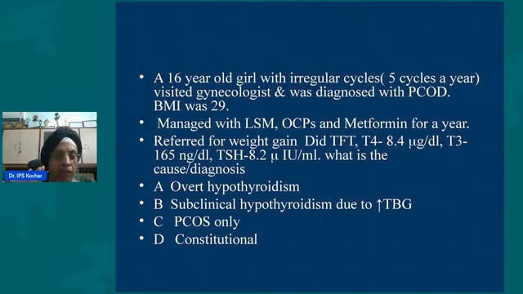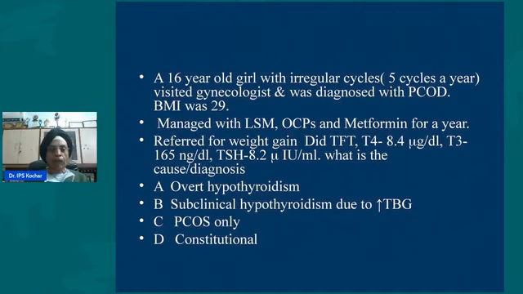The BMI was 29, so she was a little overweight. Normal BMI is less than 23, and 23 to 27 is just overweight. So this is obese. She was managed with lifestyle management, oral contraceptive pills, and metformin for a year.